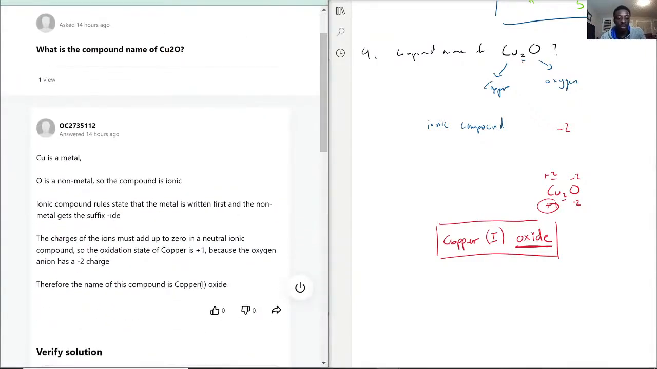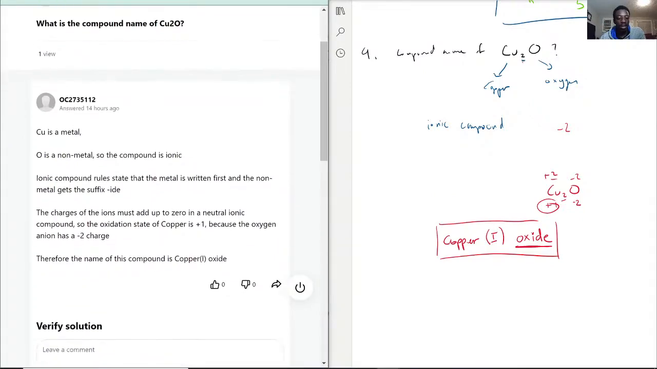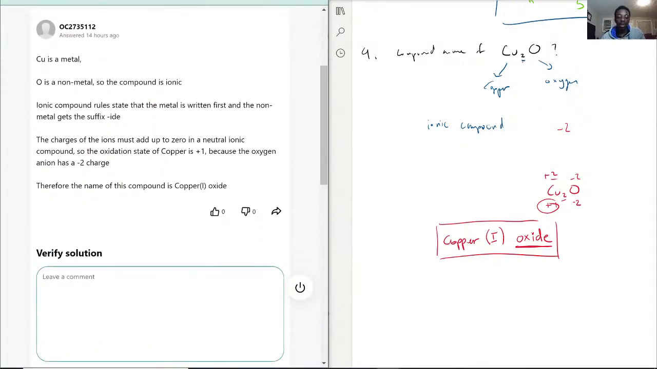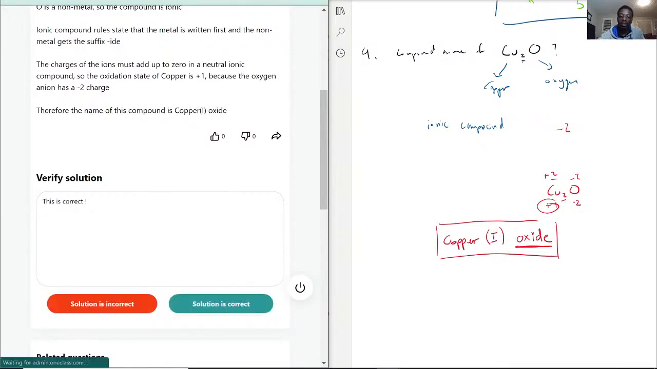So let's see here. Yep, it's ionic. Copper's +1 because oxygen is -2, and we get copper 1 oxide. This is correct. And now for question 5.